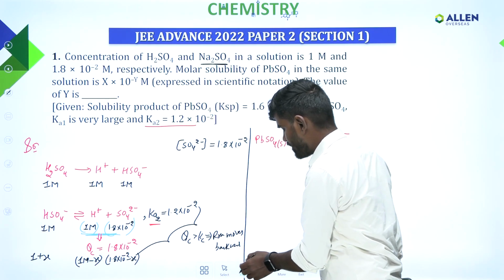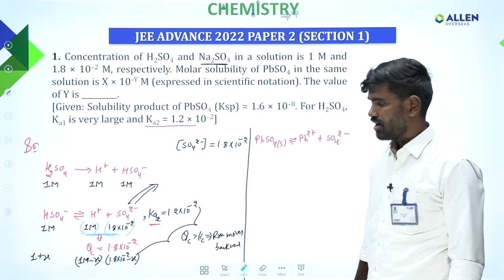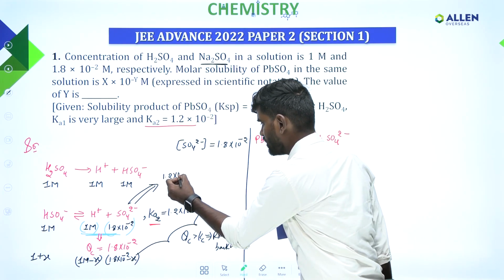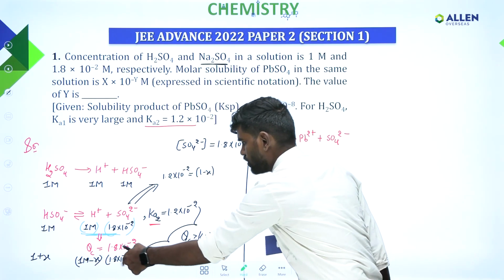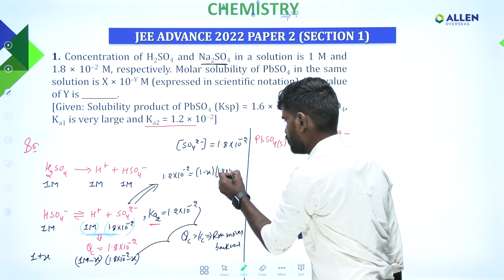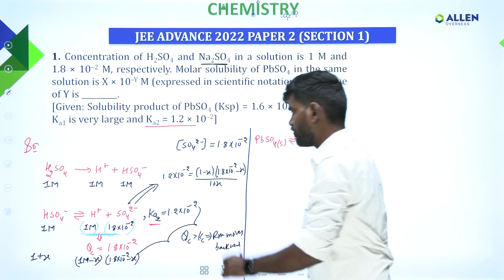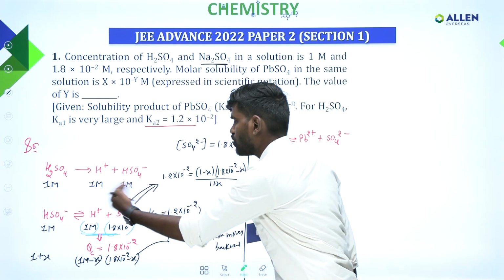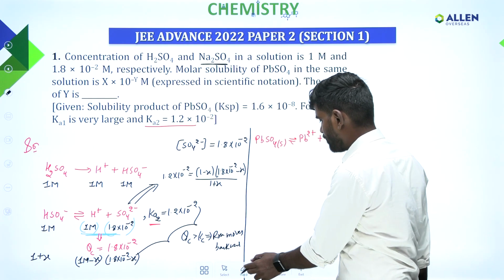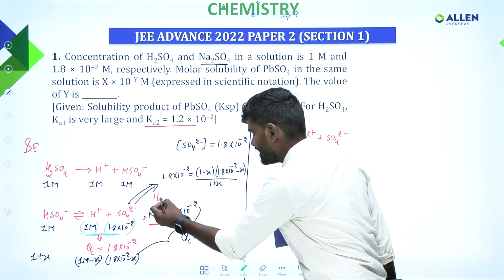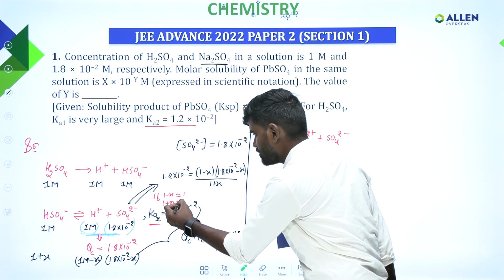Now, for this particular reaction, if I write the K value, that is 1.2 into 10 to the power negative 2, it should be equal to what? 1 minus x into 1.8 into 10 to the power negative 2 minus x, divided by 1 plus x, right? From here, if I assume that this reaction goes very little in the backward direction, that is, as compared to 1, this x is negligible. If x is negligible, then 1 minus x can be written as approximately 1 and 1 plus x can also be written as approximately 1.